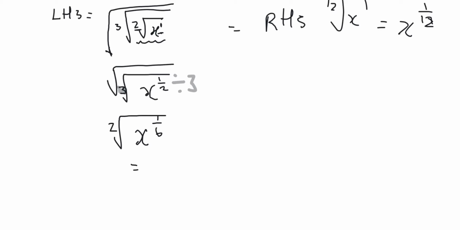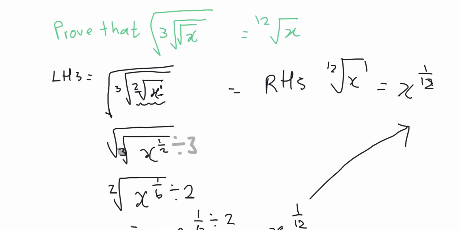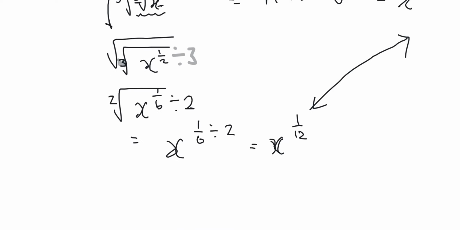Therefore, in totality, this is still the same as dividing by 2 if you want to solve this. So this is going to be x, 1 over 6 divided by 2. What is x? x is the same as 1 over 12. And now can you see that this is the same thing as this one here? Both are x to the power of 1 over 12. So therefore, we have proven what this question required us to do.